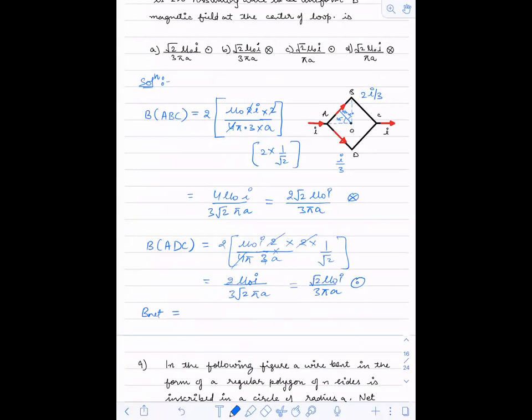Okay, so I'm getting this as mu naught, root 2 mu naught I by 3 pi A. I'm taking outside. So 2 minus 1. This becomes root 2 mu naught I by 3 pi A. So the correct option is, and direction is what? Direction is cross. So option B is correct. Okay. Option B is correct in this.